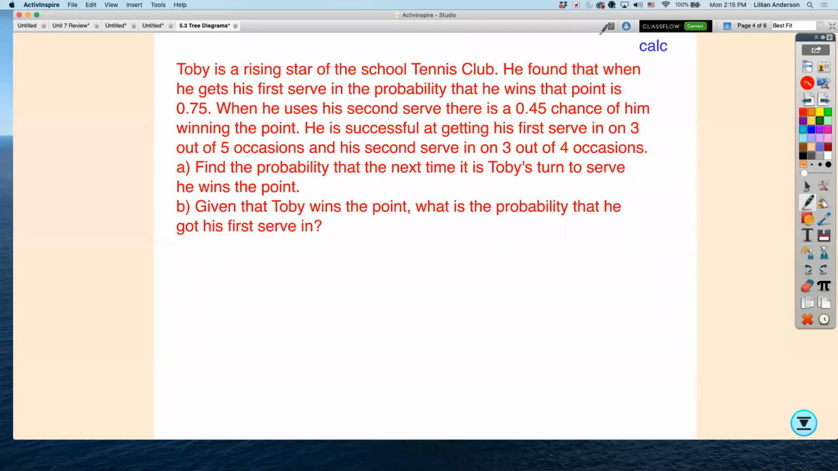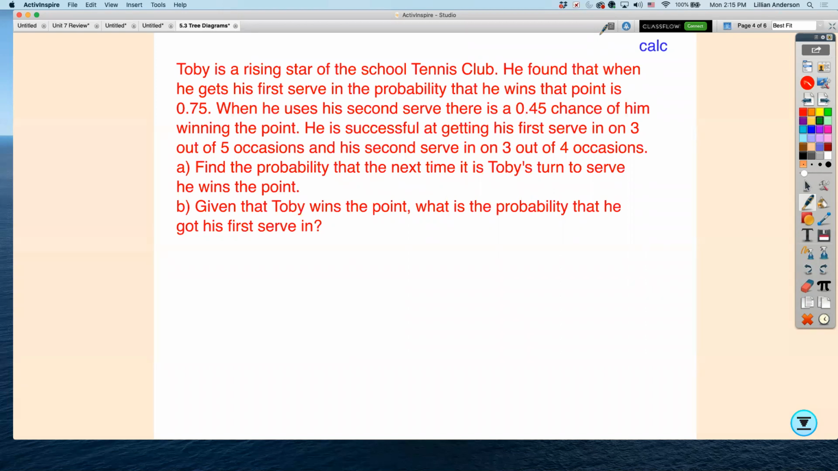Toby is a rising star of the school's tennis club. He found that when he gets his first serve in, the probability that he wins the point is 0.75. When he uses his second serve, there's a 0.45 chance of him winning the point. He is successful in getting in his first serve on 3 out of 5 occasions, and his second serve in on 3 out of 4 occasions.